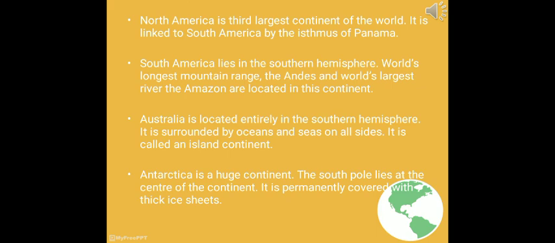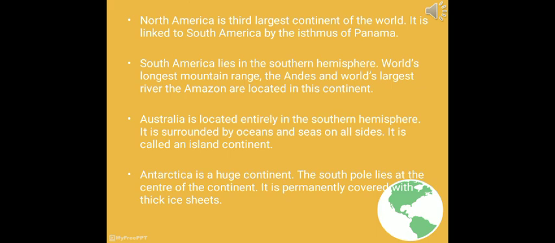The next one is South America. South America lies mostly in the southern hemisphere. The Andes, world's longest mountain range, runs through its length from north to south. South America has the world's largest river, the Amazon.